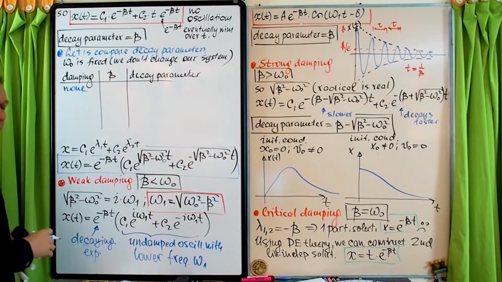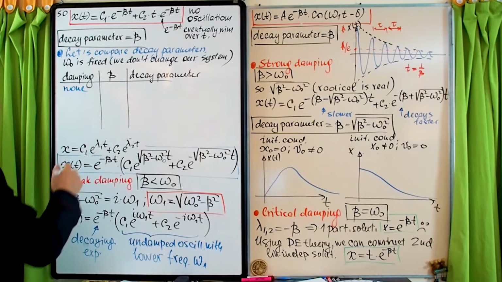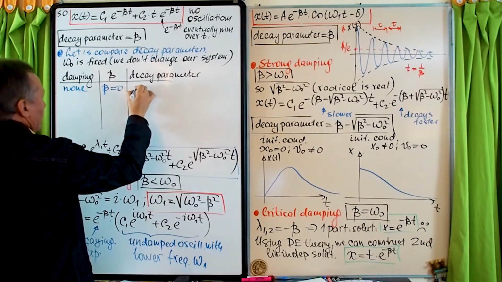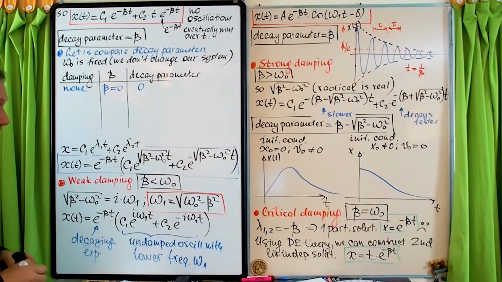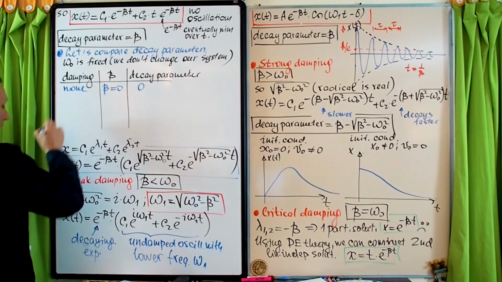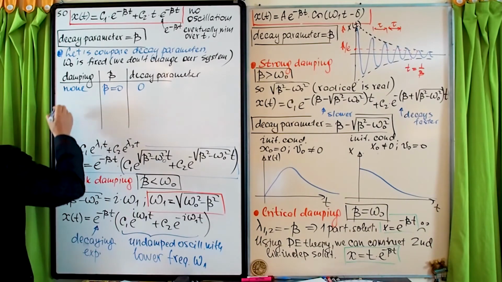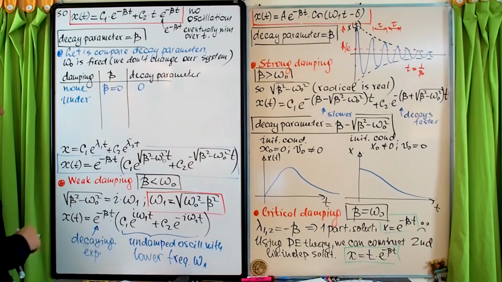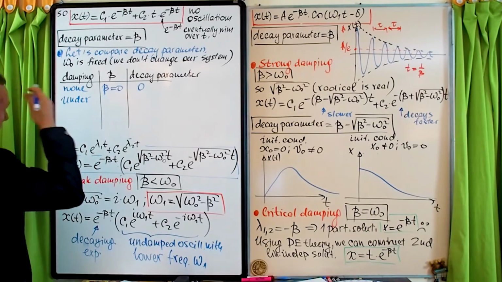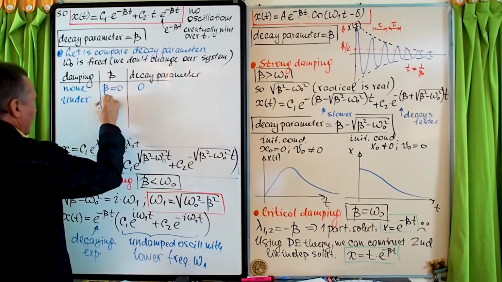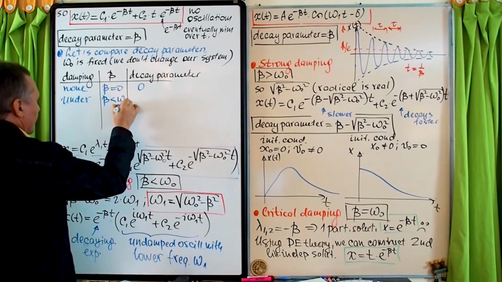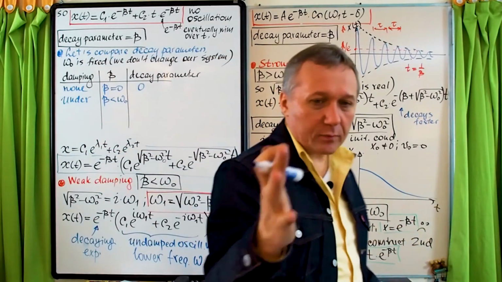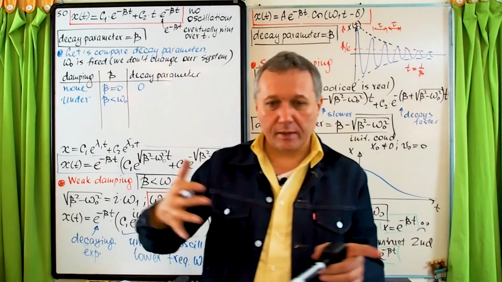And of course, we will start with no damping. It's previous class material, right? No damping, of course, beta equals 0, and the decay parameter, of course, 0. Then weak damping, or underdamping, it's the same. Of course, beta is less than omega naught. Again, omega naught is an intrinsic parameter of the system, and beta we change. Beta is basically like a variable, right?